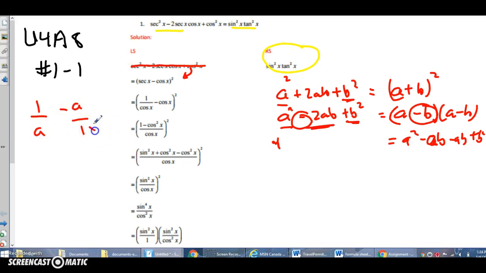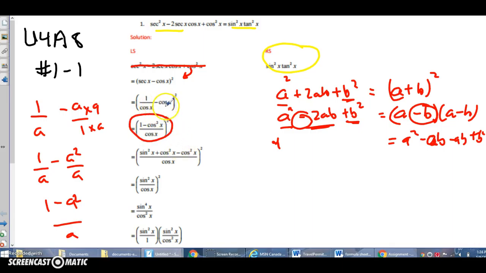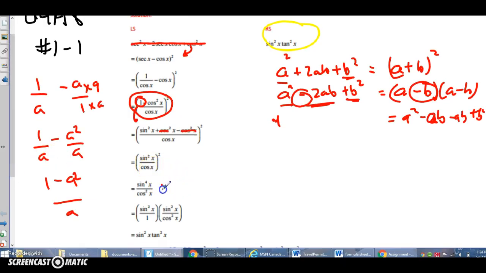If I want this to be a, I multiply the bottom by a, and then I have to multiply the top by a. So I end up with 1 over a minus a squared over a, which is 1 minus a squared all over a. And that's how I get to this right here. So I combine these terms together. Now 1 can be replaced by sine squared x plus cos squared x. Okay, that's from last year. Then subtracting this is 0, so I'm left with sine squared x over cos x, all squared. Once I square both those, I get sine to the 4th over cos squared x.